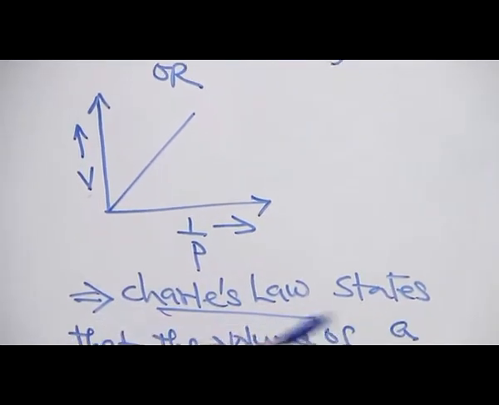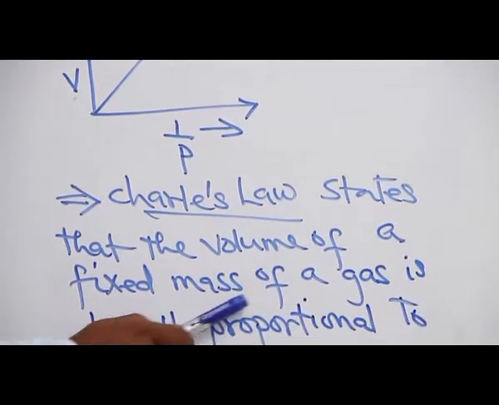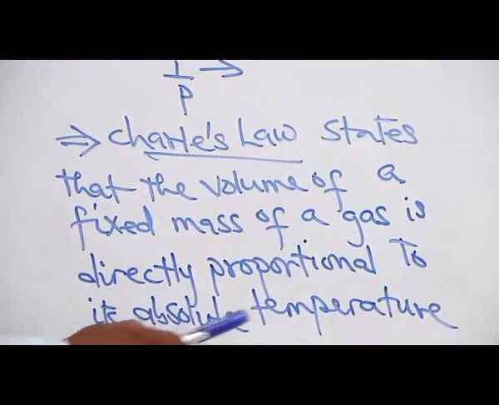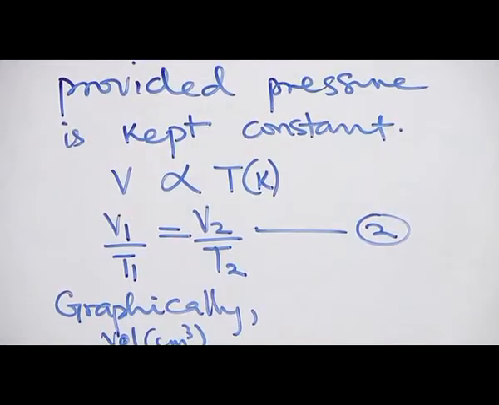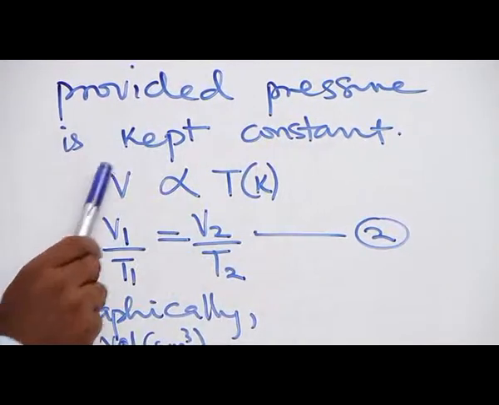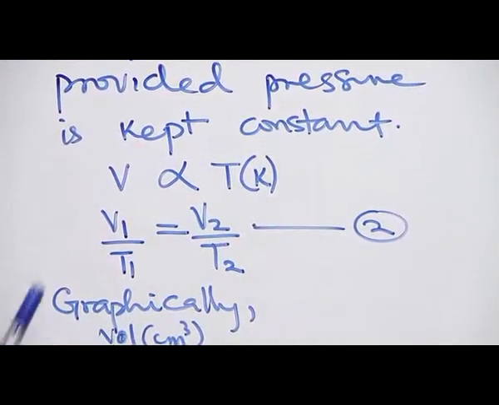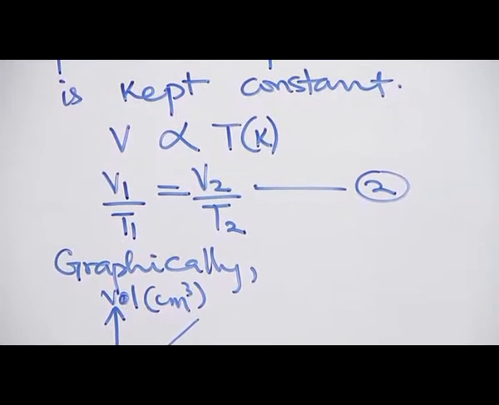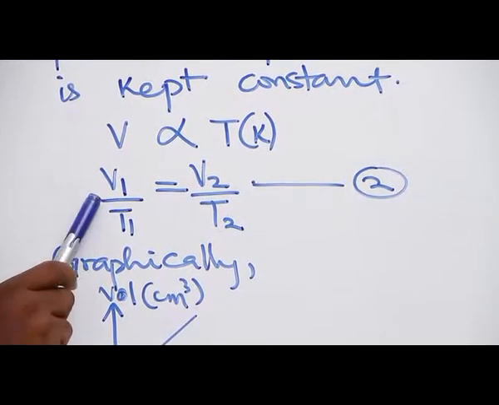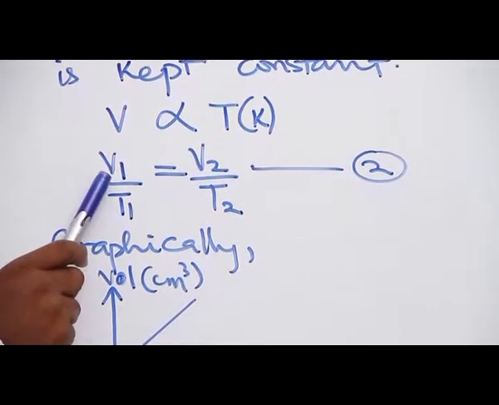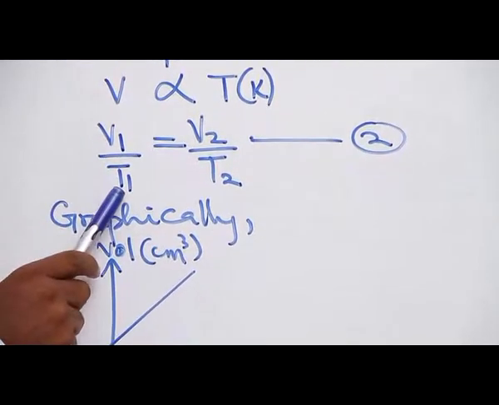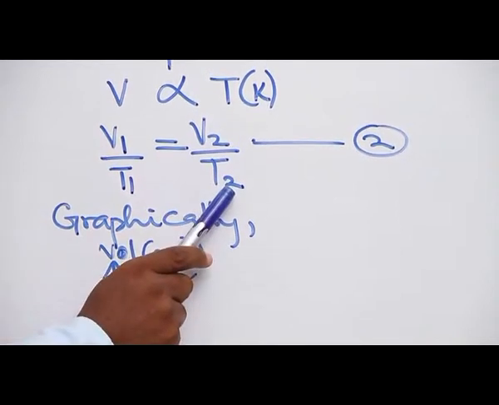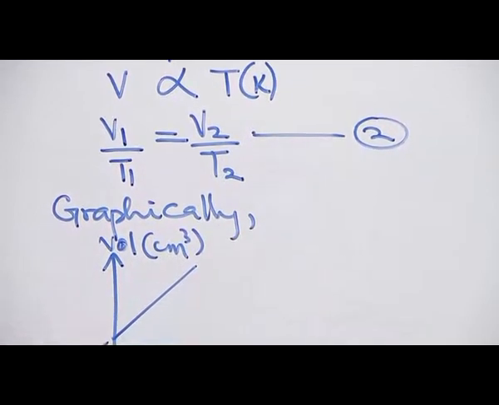Charles' law states that the volume of a fixed mass of a gas is directly proportional to its absolute temperature, provided pressure is kept constant. Volume is directly proportional to absolute temperature, that's the Kelvin temperature. In equation form, V1 divided by T1, V1 is the initial volume, T1 is the temperature at that volume, will be equal to the new volume V2 divided by the new temperature T2, equation 2.